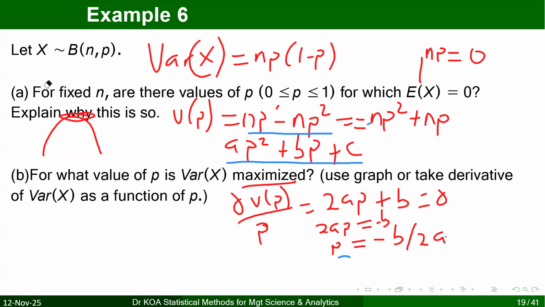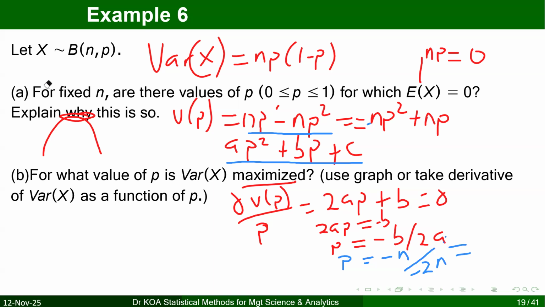So P is equal to minus B. B stands for what? B is now our n. So we are going to have minus n for the B, divided by 2A. And A itself is minus n, so that's going to be minus 2n. And this is actually equal to what? When you check it.